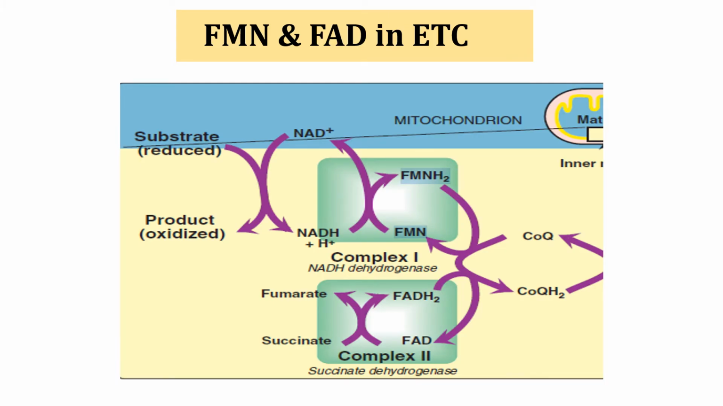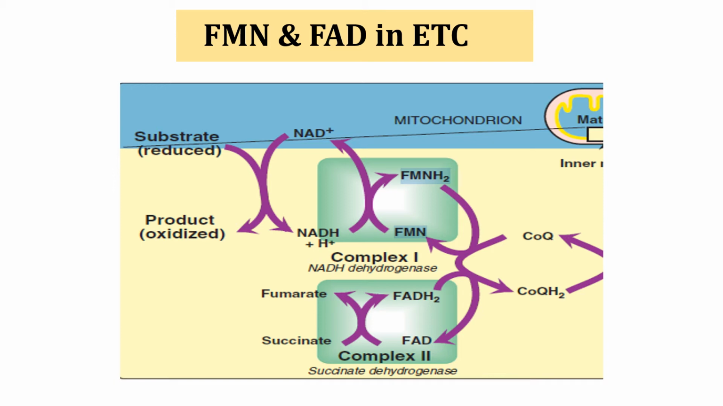Here in this slide you can see that FMN and FAD are part of electron transport chain which is required for cellular respiration where ATP is generated. So in this diagram you can see that complex 1 of electron transport chain, which has an enzyme NADH dehydrogenase, has FMN as a coenzyme. It accepts 2 electrons and 2 hydrogen ions to form FMNH2, which further donates electrons and H ions to coenzyme Q in electron transport chain.